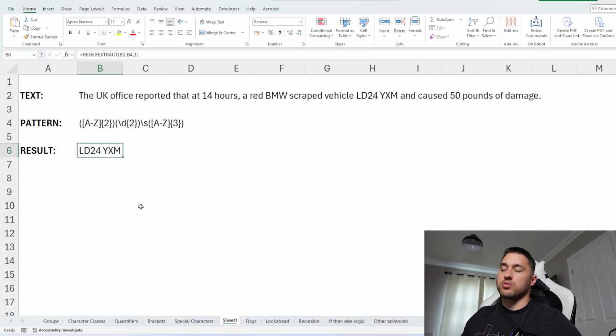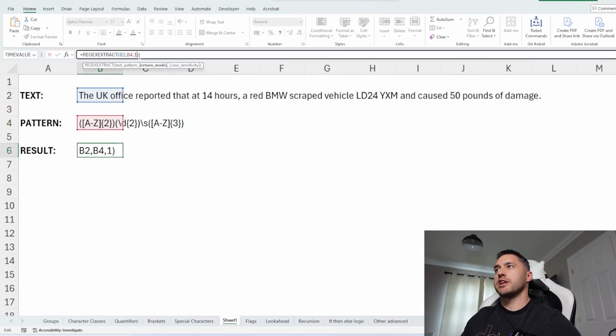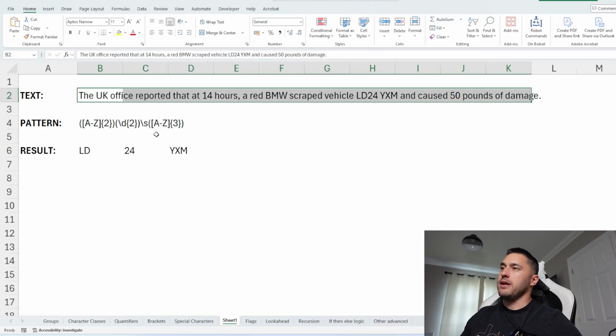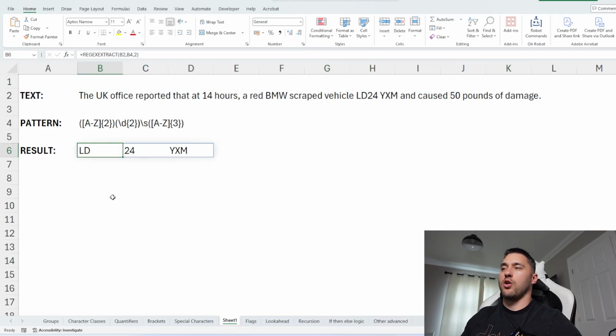Okay, so great, who cares? What can we do with this? Well, the first thing we can do is to change this regex return mode to be 2, which is capture groups of first match. What that will do is specifically split out the subsections of our pattern for us. So now we've both found the license plate and split it down into its area of registration, London, its year, 2024, and the 3 random letters on the end.